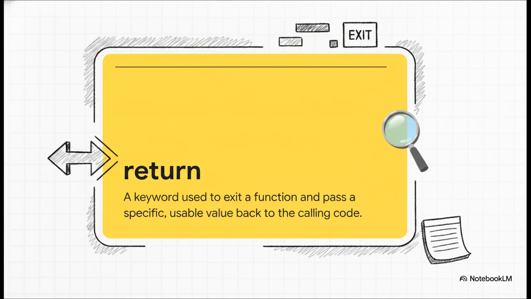Okay, let's look at the fix. Enter the return statement. Geeks for Geeks defines return as a keyword used to exit a function and pass a specific usable value back to the calling code. This right here, this is our sticky note. When your function hits a return statement, it gathers up whatever value or expression you've given it, and it physically hands it directly back to the exact place in your program where that function was originally called.